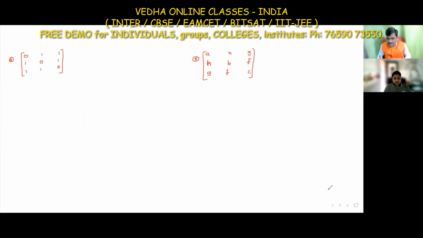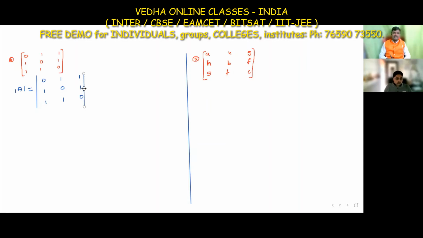Next, we go to 3 by 3 matrices. How do we find the 3 by 3 matrix determinant? Here also we use approximately a similar method. We take the straight lines and write the elements inside, that means 0 1 1, 1 0 1 and 1 1 0. Again we take the straight lines. After this, how are we expanding?